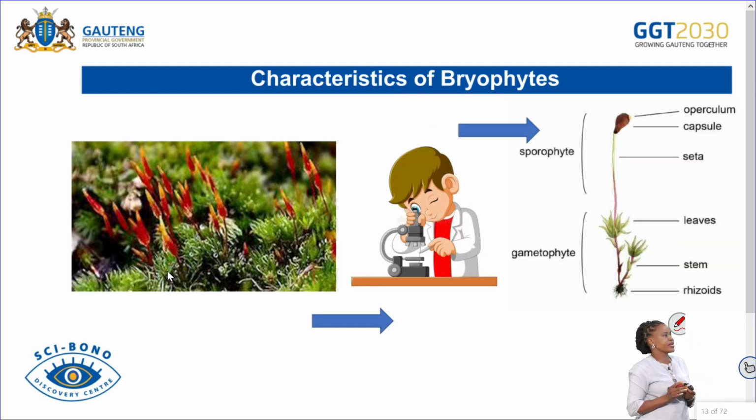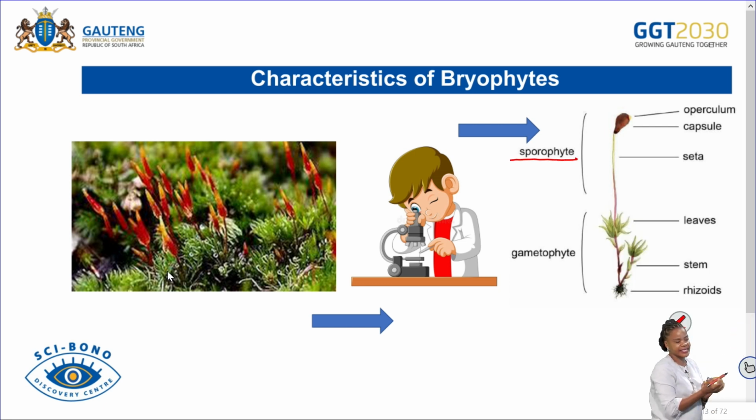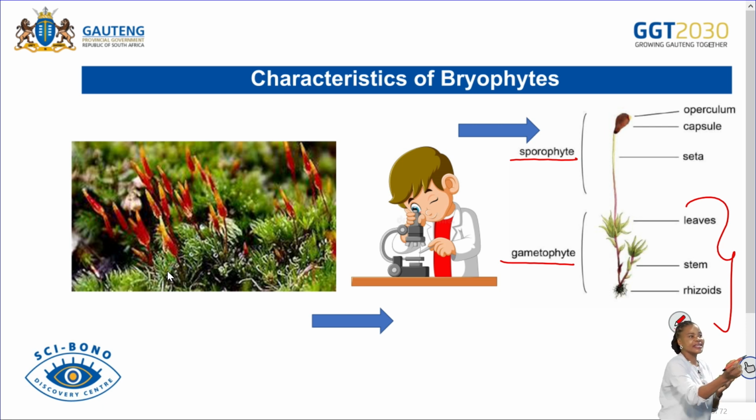Now let us look into the structure of a bryophyte. A bryophyte is made up of two generations. The first generation is the sporophyte generation, and the second generation is the gametophyte generation. The gametophyte generation is said to be the dominant generation. In other words, this is the generation that overpowers the other generation. Gametophyte is more dominant over sporophyte.